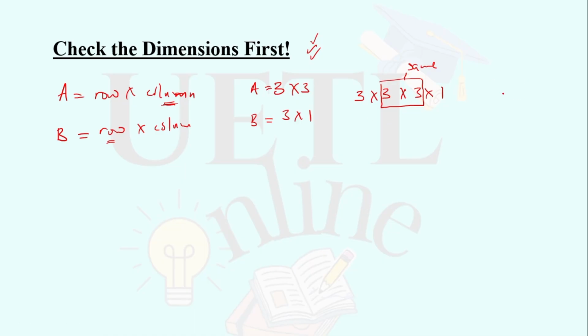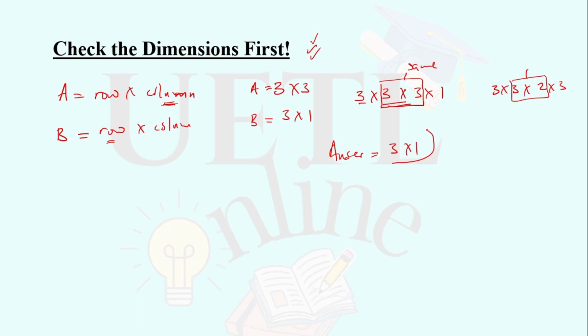Let's say we have a 3 by 3 being multiplied by a 2 by 3. These middle numbers are not the same. You cannot multiply these matrices. Please make sure of that. Remember, this is the first dimension check, and your answer will have the remaining numbers. In this case, you get 3 by 1, so this becomes our answer.